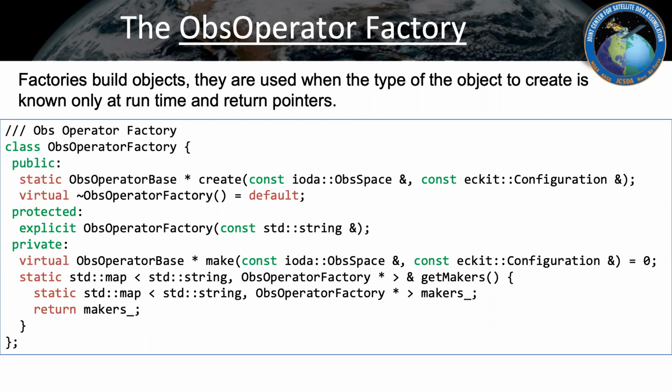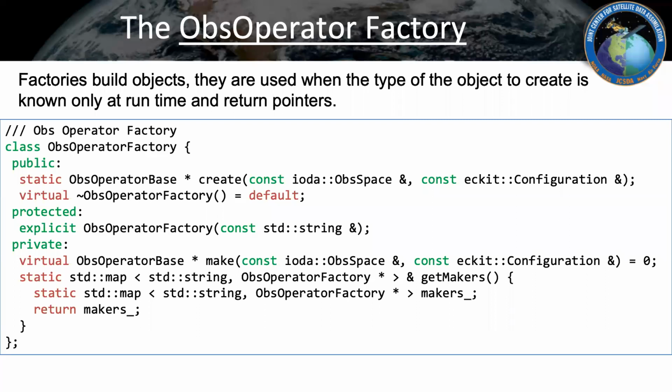So what we do in C++ is ensure that all those operators inherit from that common base class called obs operator base. And then our actual programs call this function called create in the factory. We feed in a YODA obs space, which is our input data, and then we also feed in a block of code called an ECKit configuration object, which represents YAML in a C++ readable form. So it provides functions where we can just say, does the YAML have a certain key, list all the keys, iterate over them, and extract the names of the operators. And that's how we handle that mapping.